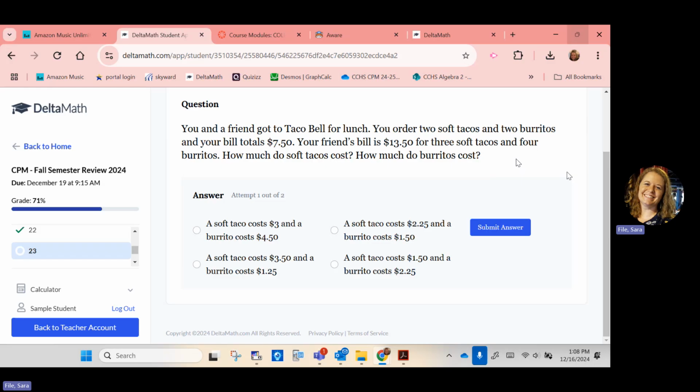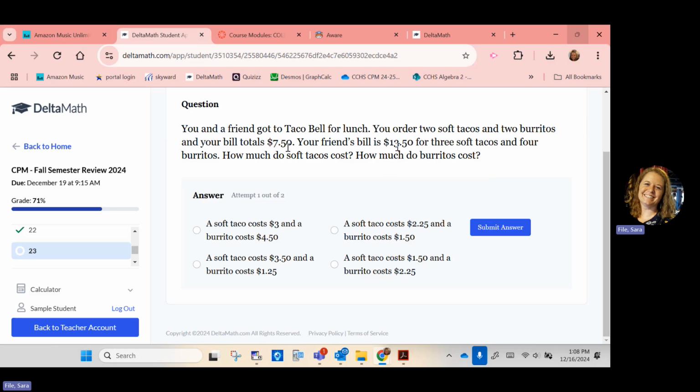So, a couple different ways you could do this. By hand, we would write our equations and we would do substitution or elimination. This is a system of equations problem. You have multiple choices though. So you could plug the scenario in for each of these answer choices and see which one comes out true for your bill and your friend's bill, the total of those two. See which one works for both of y'all.